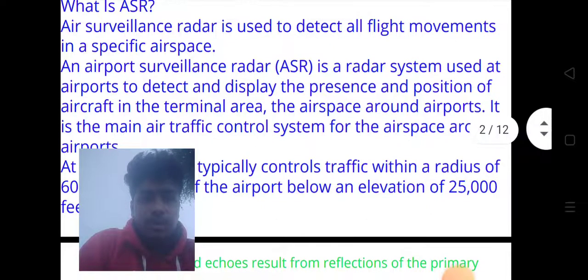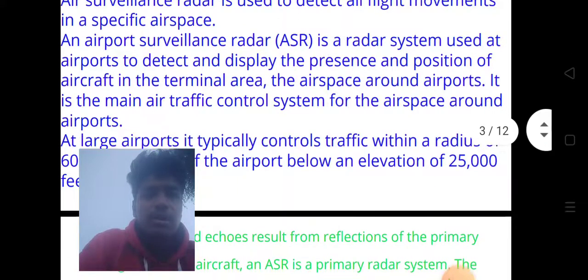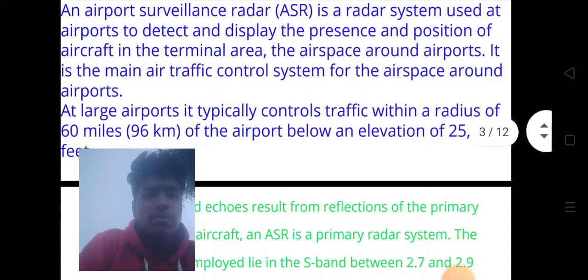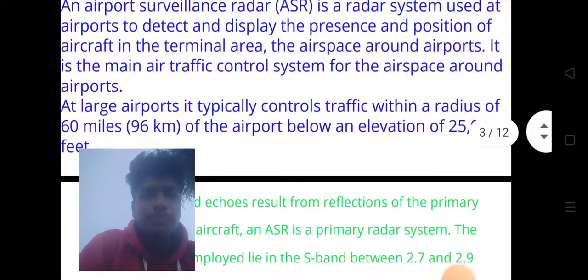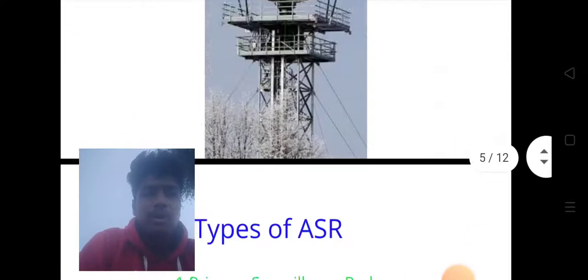Air surveillance radar is a radar system used at airports to detect and display the presence and position of aircraft in the terminal area, the airspace around airports. It is the main air traffic control system for airspace around the airport. At large airports, it typically controls traffic with a radius of 60 miles, that is 96 km, of the airport, below an elevation of 25,000 feet.